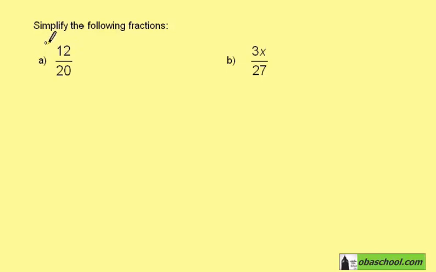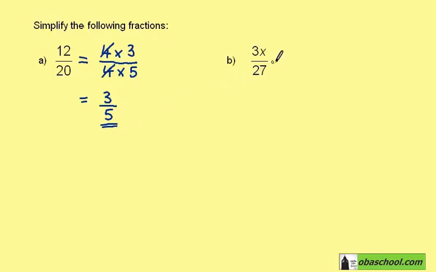We want to simplify the following fractions. The first one here is purely numeric. This is so that we can explain the methodology again before we move on to algebraic fractions. If we have 12 over 20, 12 is 4 times 3, and 20 is 4 times 5. Clearly the 4's here will cancel, leaving us with 3/5. This is a fully simplified fraction.